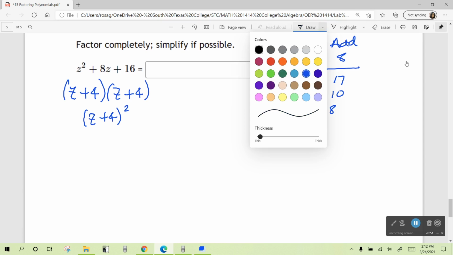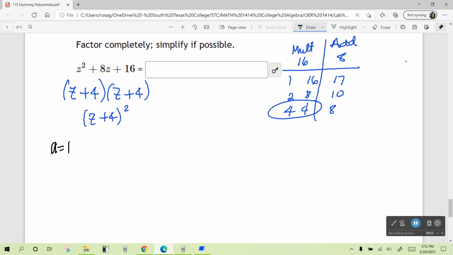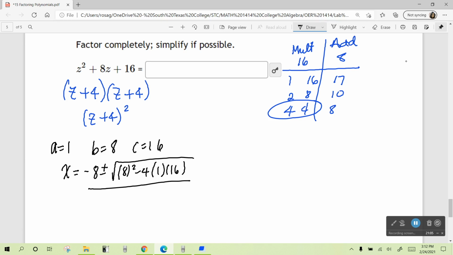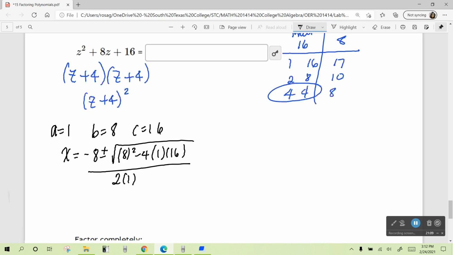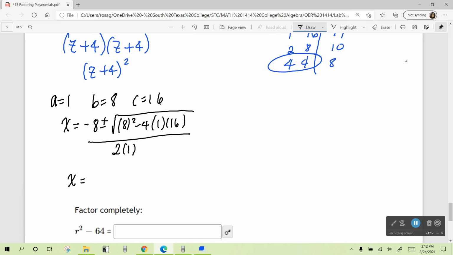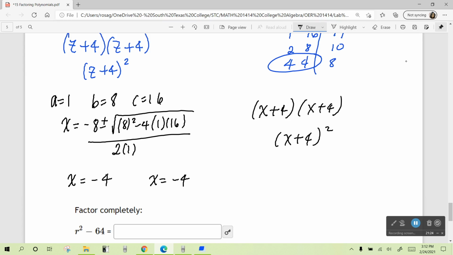Now, if you decided to use quadratic, a was 1, b was 8, c was 16. Now, when you did the quadratic, you should have gotten only one answer, -4. If you put both of them, you should get the same answer. So that would be just x plus 4 twice, or x plus 4 to the second power.